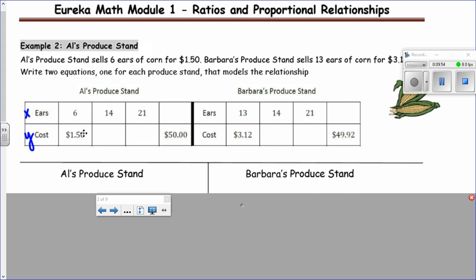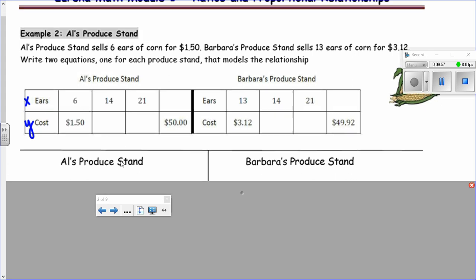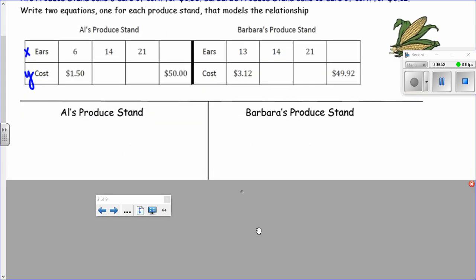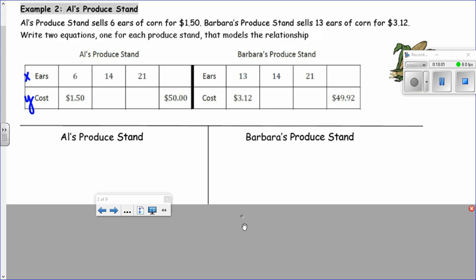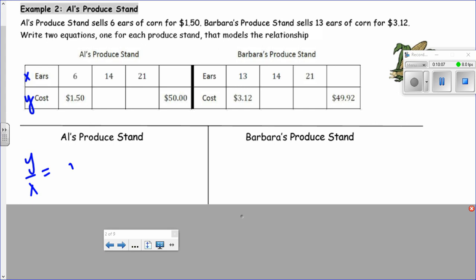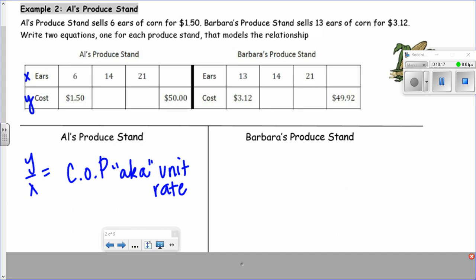So go ahead and divide 150 by 6, and that should give you the constant of proportionality or the unit rate. And I'll label that down here while you divide. You probably don't need to pause it if you have your calculator. So y over x equals the constant of proportionality, which is also known as the unit rate. For Al's produce stand, the one that they give us is $1.50 for y and 6 for x.